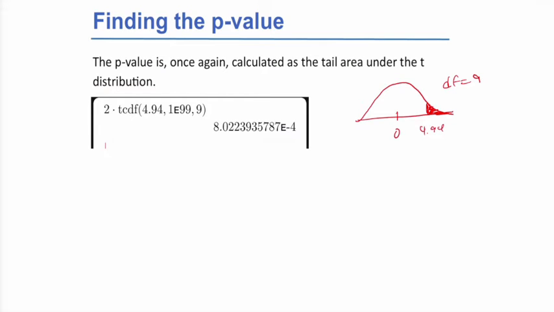Remember that we were doing a two-tailed test because our alternative was that mu diff does not equal 0. So we have to multiply our p-value by 2. We're also looking at this tail of negative 4.94 for our t. So you multiply your tcdf by 2, and this gets us 0.8 times 10 to the negative 4th, which is 0.0008 as our p-value.